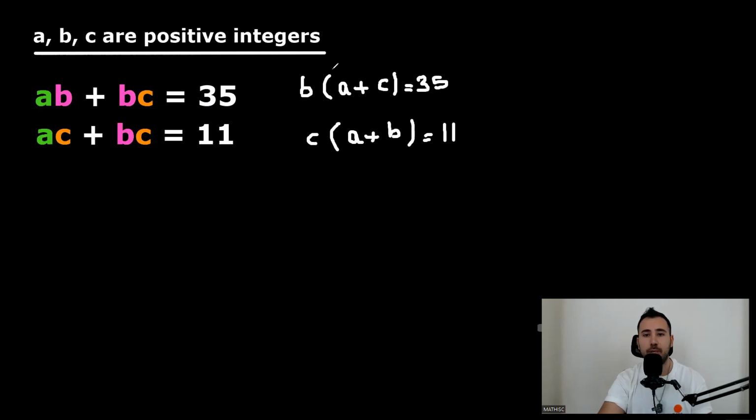But this one, however, is very helpful. See, because C could either be 1 and AB plus A plus B could be 11, or C could be 11 and AB plus A plus B could be 1. So let's see. From here, if C is 1, then AB plus A plus B would be 11. If C is 11, then AB plus A plus B would be 1.